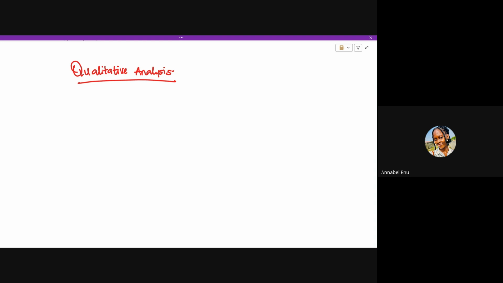Now, like I said in one of the previous classes, qualitative analysis has to do with identifying the presence of certain ions, reagents or compounds, knowing the presence of something, through different steps that you will be asked to follow. It is just like the steps you follow in identifying a substance or components of a substance present in a particular sample.